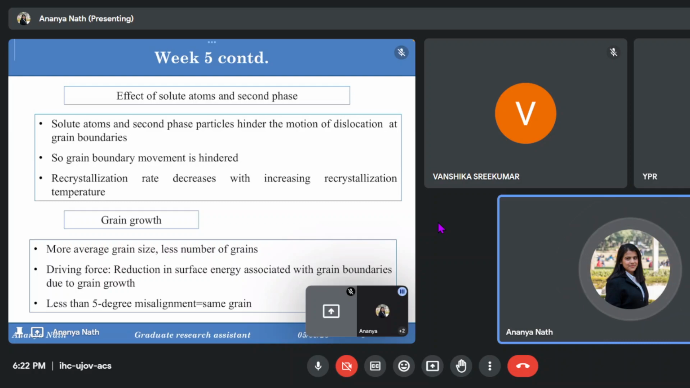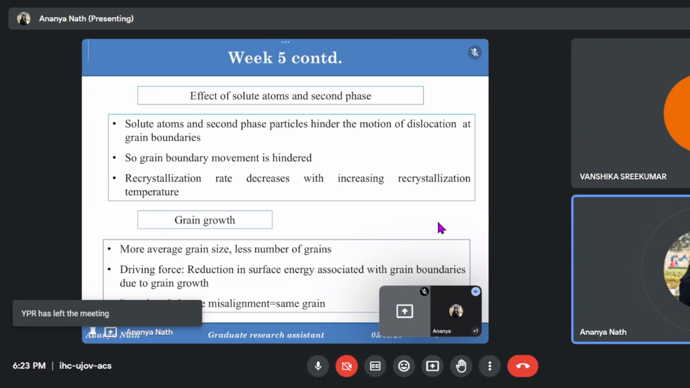So the next one is grain growth. After the dislocation movement is hindered, there will be some mechanism by which new grains will be formed which are now strain free, meaning they do not have any dislocations inside them. Now this grain needs to grow. Our motive is not only to give rise to some new grains, the growth of the grain is also important. So, more average grain size, fewer grains, obviously.